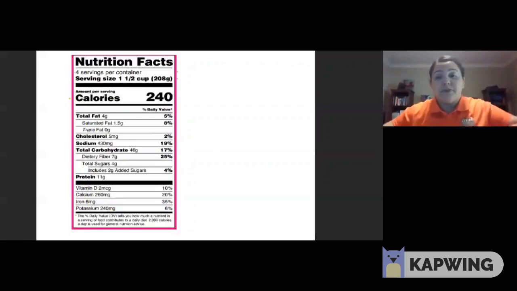Sodium. Usually when you think of sodium, you think salt and sodium are the same thing. Wrong. Salt is the chemical name for sodium chloride. It's a crystal-like compound that is abundant in nature. Sodium is a mineral and one of the chemical elements found in salt.